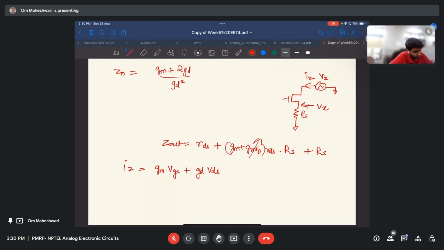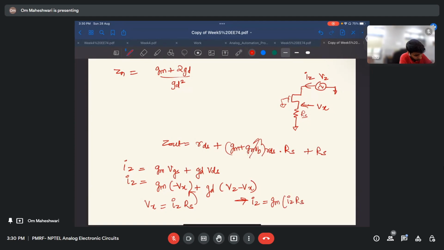So what will GM VGS be? It is grounded, so minus VX, plus GD times VZ minus VX. Also, VX is IZ RS. Right, so I'll put it here. This will give me IZ equals GM IZ RS plus GD VZ minus IZ RS. I'll copy it to the next page.